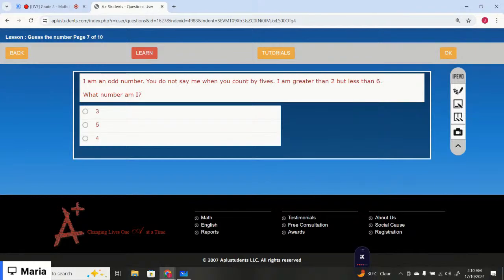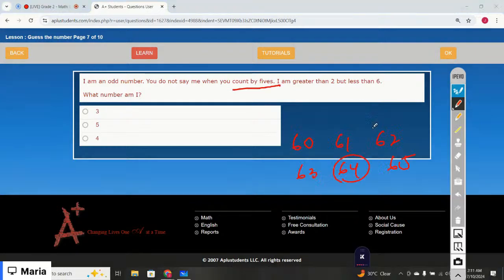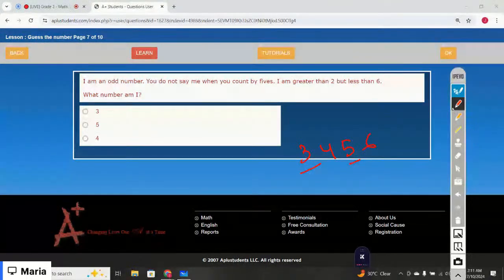I'm an odd number. You do not say me when you count by fives. I'm greater than 2 but less than 6. What number am I? So which is the correct option? Which is the odd number between 2 and 6? Between 2 and 6 they are 3, 4, 5. So the odd numbers between 2 and 6 are 3 and 5.